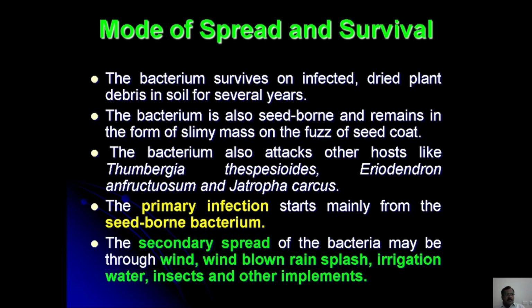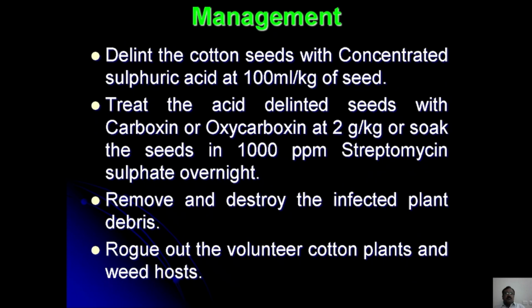And the bacterium survives in the infected plant debris as well as in the soil for some years. And the bacteria is also seed-borne in nature, which remains to form a slimy mass on the fuzz of the seed coat, and hence the bacterium also attacks other hosts like Thunbergia, Eriodendron, Jatropha, etc. The primary infection mainly starts from the seed-borne bacterium, and the secondary infection is through rain splash or wind or implements or through the insects.